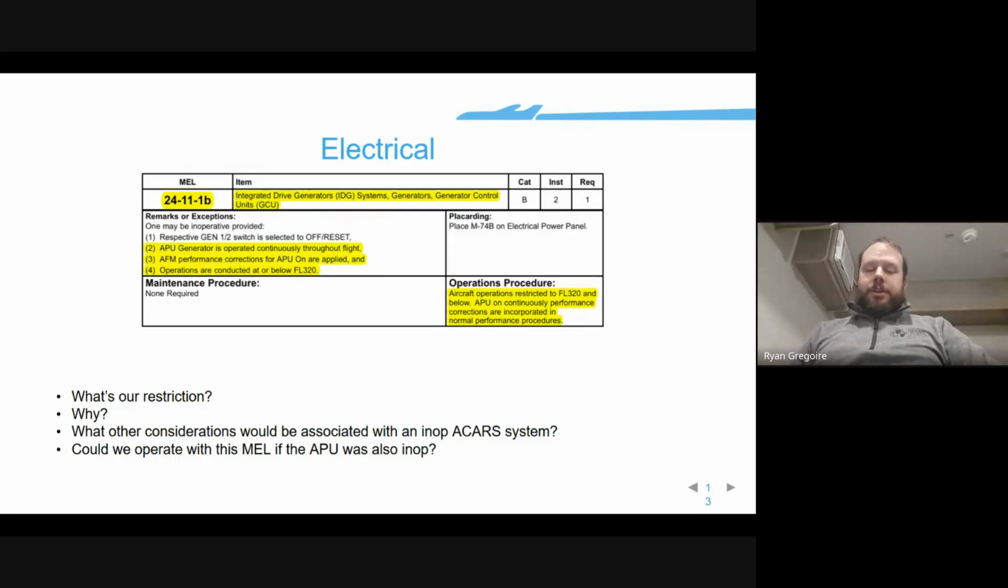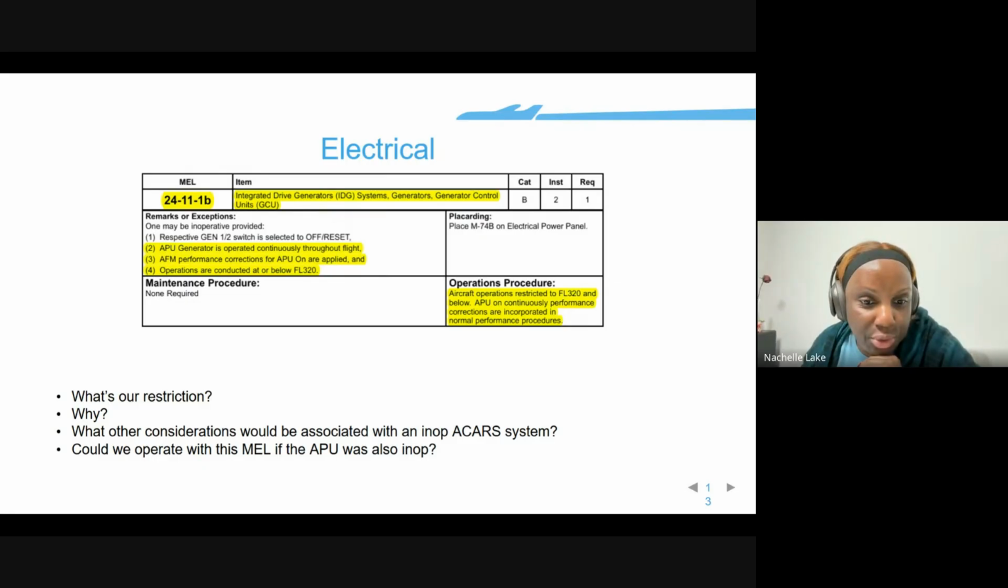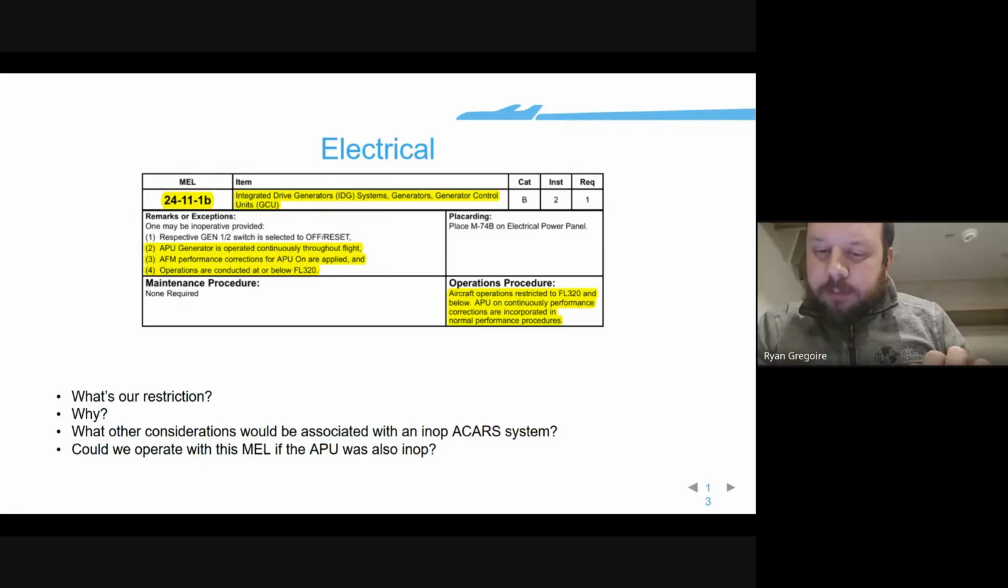All right, overheat detection. Let's look at MEL 26-14-1 Alpha main landing gear bay overheat detection system. What is our restriction? Michelle. Operations are conducted at or below flight level 320. Am I presenting the right page here? At or below 320.